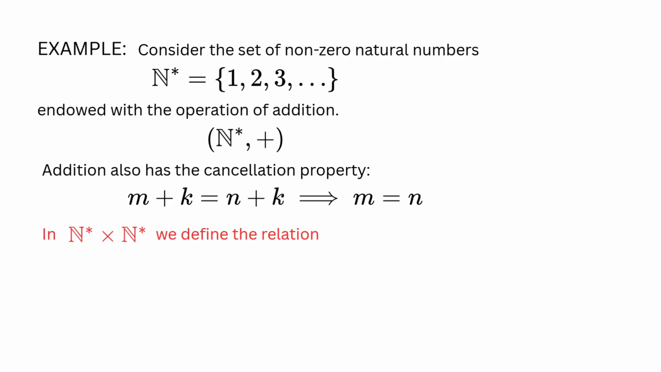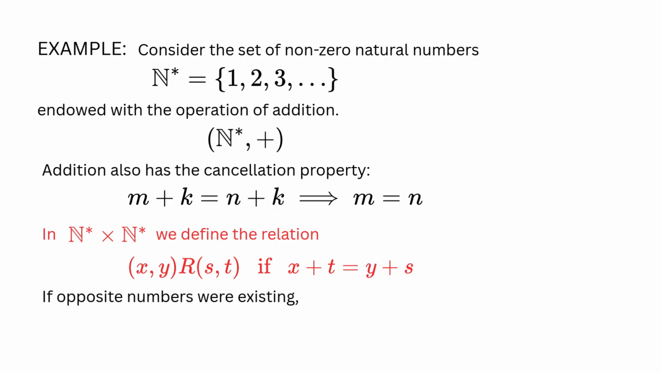For pairs of non-zero natural numbers, we define the following relation. As written, this relation is unintuitive, but think as follows. If opposite numbers existed, the two pairs (x, y) and (s, t) would be equivalent if x minus y equals s minus t. That is, if the difference between the two numbers in each pair is the same. But opposite numbers do not exist, so this statement is meaningless at the moment.